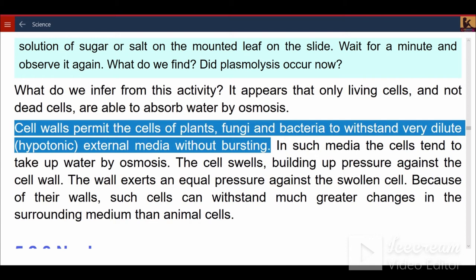The cell tends to take up water by osmosis. The cells swell, building up pressure against the cell wall. The wall exerts an equal pressure against the swollen cell. Because of their wall, such cells can withstand much greater change in the surrounding medium than animal cells.